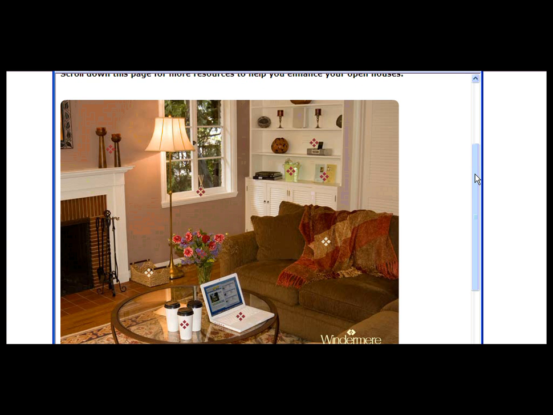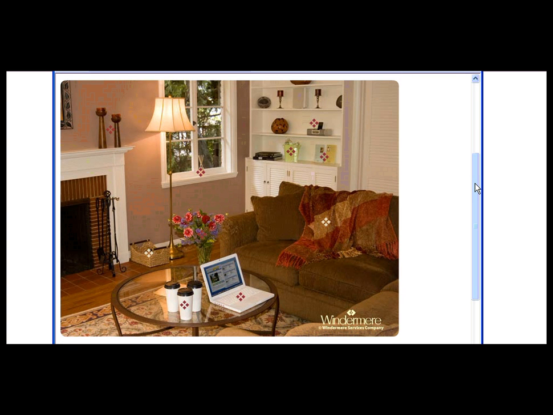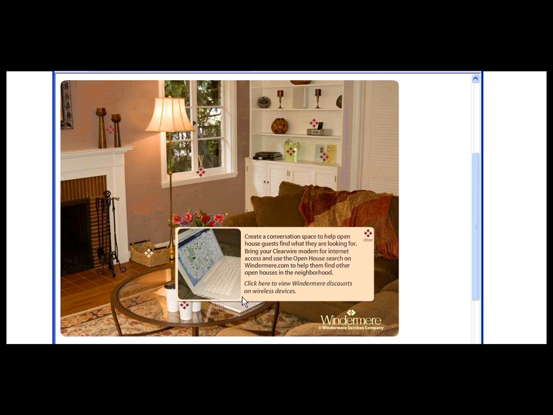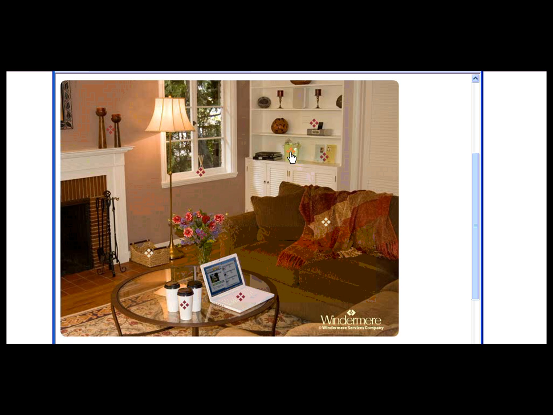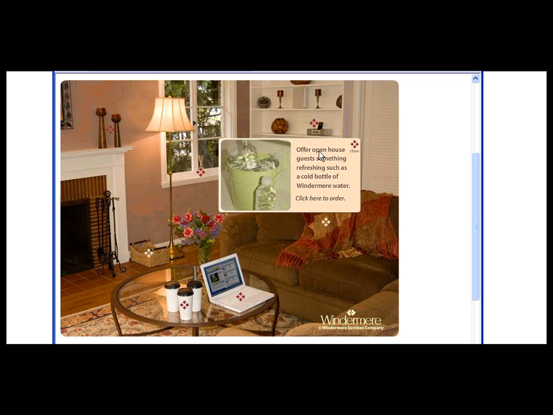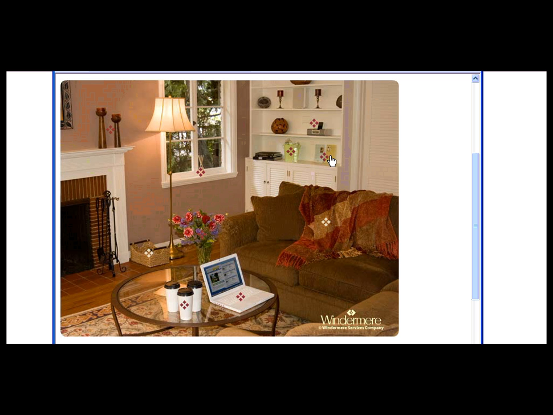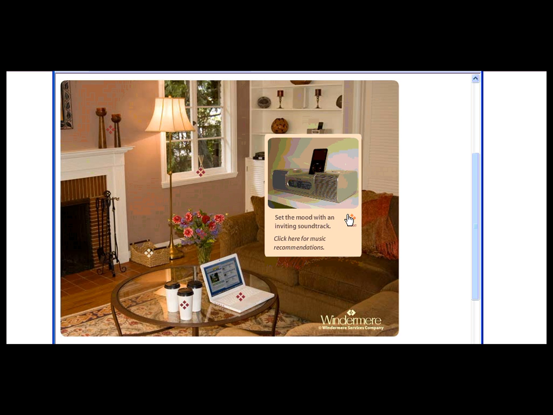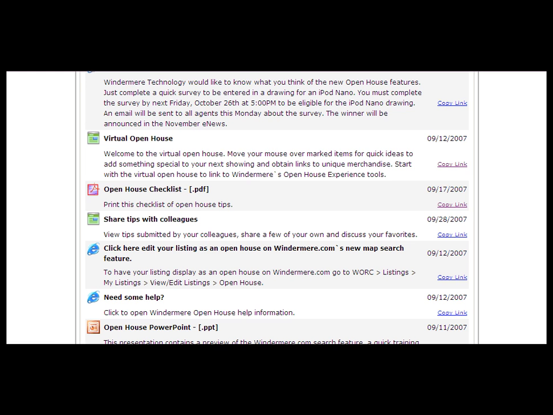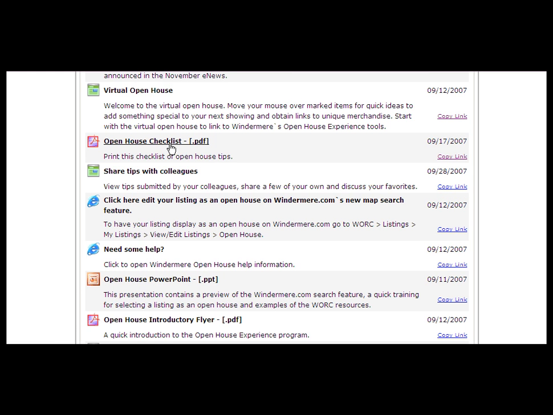So here's some tips for you on some ideas you can take with you to your next open house, or some of the products that are available to you. For example, I can click on the computer here and it gives me some tips on how to use that computer to maybe give neighborhood tours to people as they come through, for example, or the bottles of water that I can order that I can also get custom branding for, the custom express cards that are available, or the music that I can download so that I can play it at my next open house.